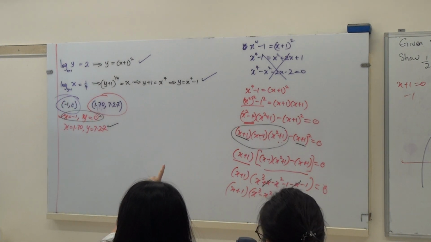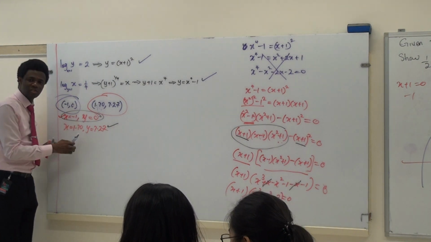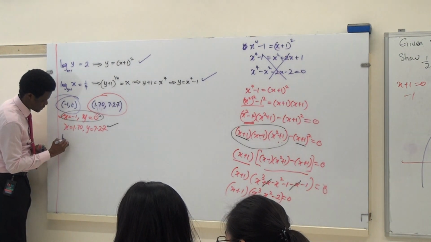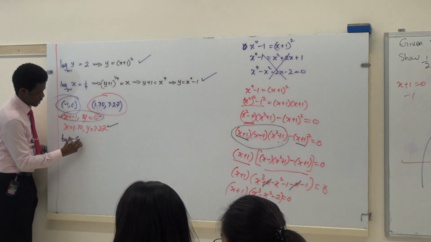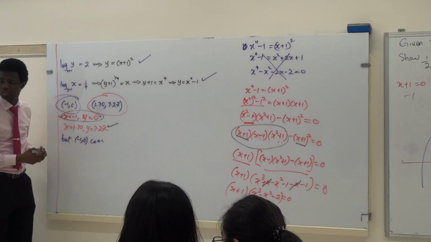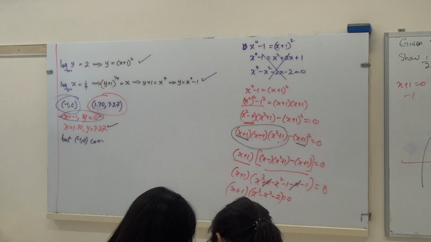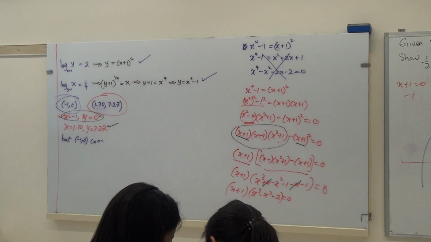So on the exam, what do we do? Once you write this, you say but minus 1, 0 cannot be a solution. No, like how do we talk about the graph? Do we just write the graph? Yeah. You can have a sketch of it.